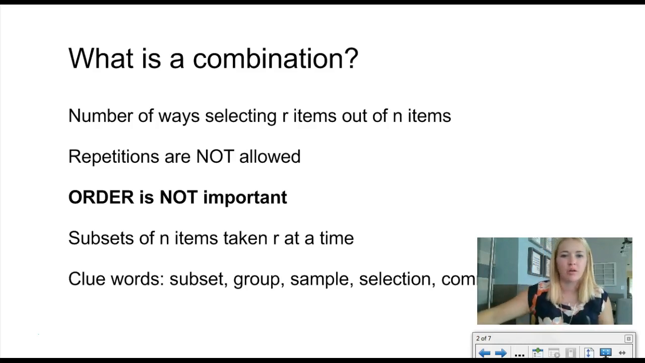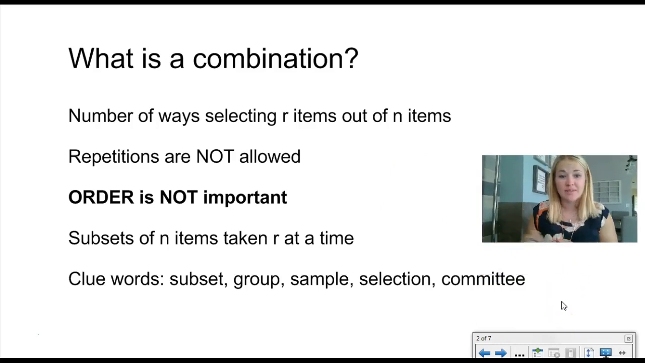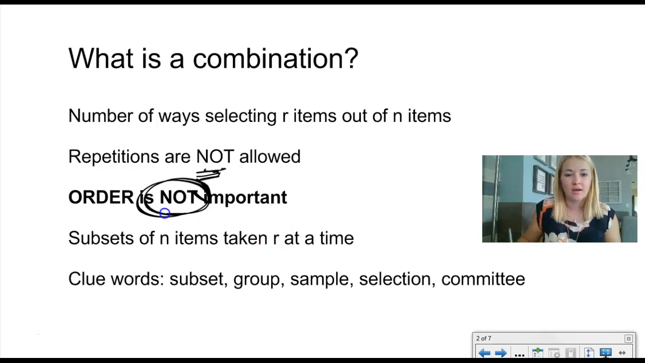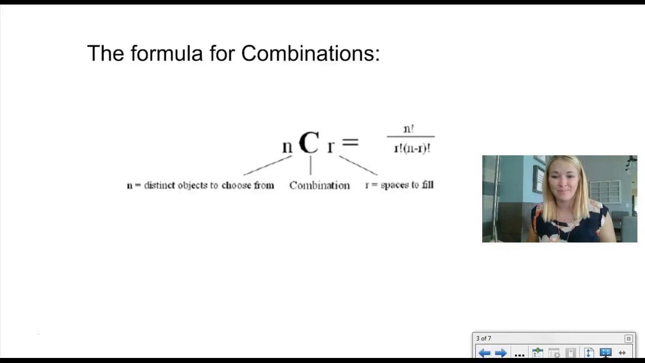A combination is the number of ways of selecting R items out of N items. Repetitions are not allowed. Order is not important. When we're looking at combinations, we're looking at subsets of N items taken R at a time. Clue words: subset, group, sample, selection, committee. These are all words that you might hear in the problems that we're working on.